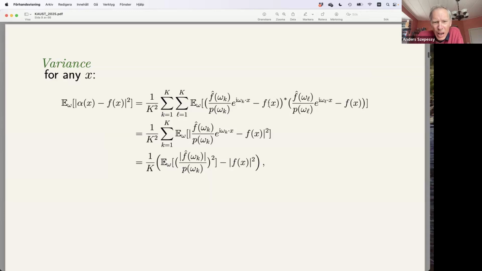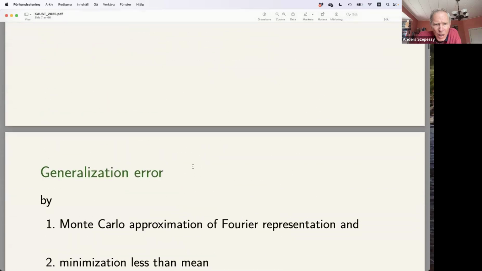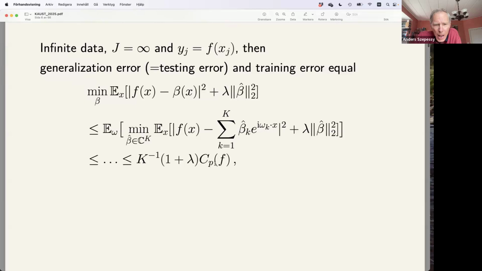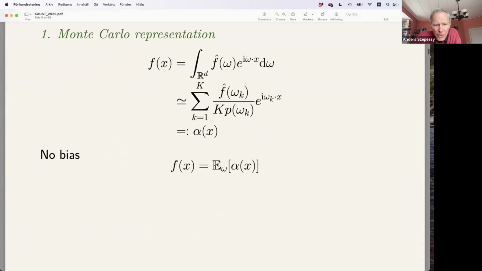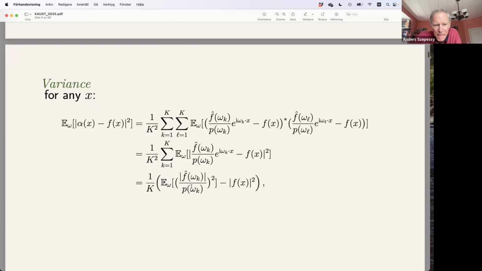This is squared here and summed here. So we have this square, and now by the independence of the frequencies, the double sum here becomes a single sum with these terms, and that gives the estimate we have. So this constant here that I mentioned before, C_p(f), that is what we have obtained here.